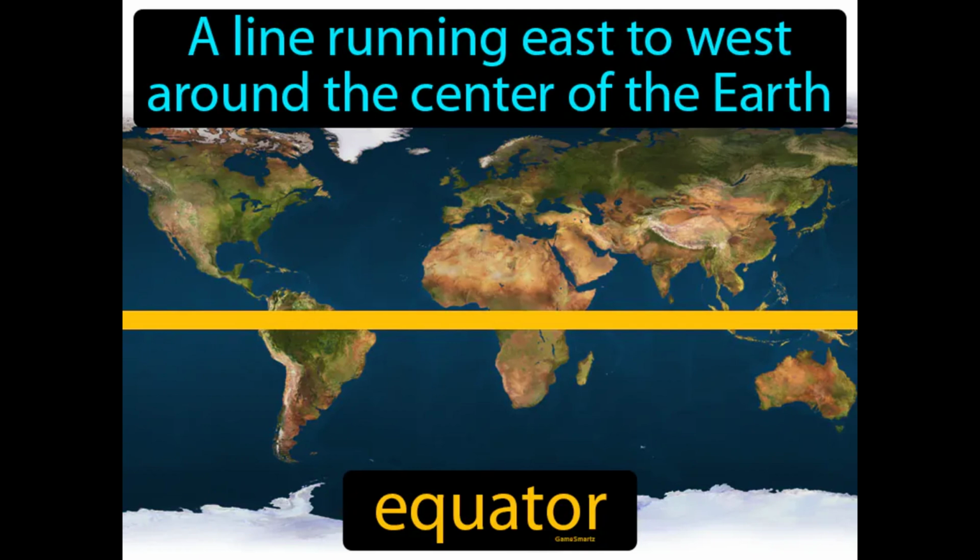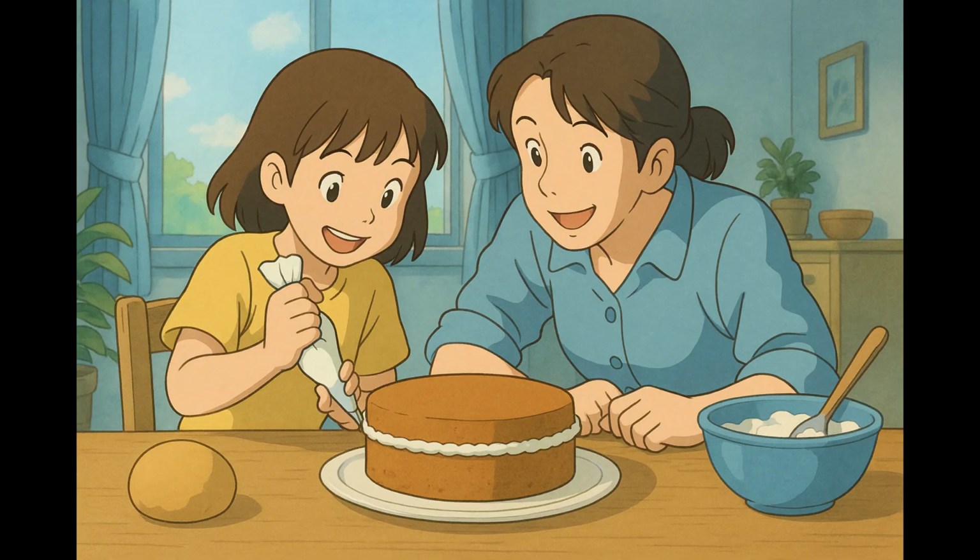A line running east to west around the center of the Earth. Equator. The equator is an imaginary line that divides the Earth into the northern and southern hemispheres. Imagine trying to evenly distribute frosting around the middle of a round cake without missing any spots. Just like trying to get that frosting perfectly even, the equator is an imaginary line that wraps around the widest part of the Earth, ensuring a symmetrical division between the northern and southern halves.